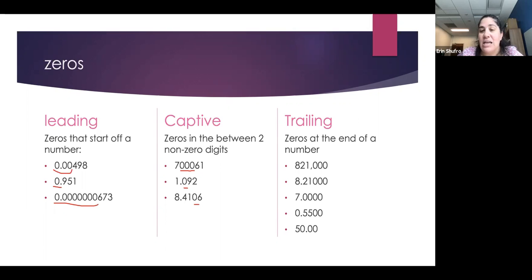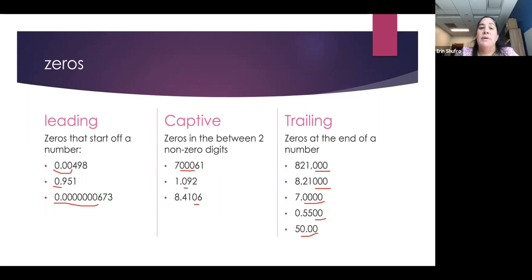And then finally, the last type of zero are trailing zeros. These are numbers that occur at the end of a number. Think like the caboose on a train. And the zeros at the end of a number are trailing zeros. Now, whether or not these are important to your measurement depends on one simple thing and only one thing. If your number has a decimal point, those zeros are important, okay? They count. If your number does not have a decimal point, those zeros don't count.